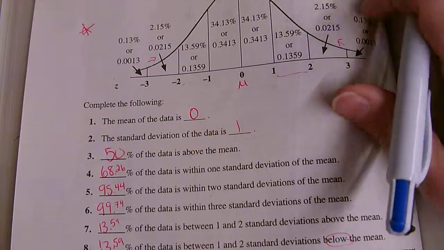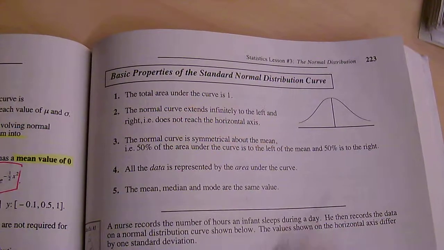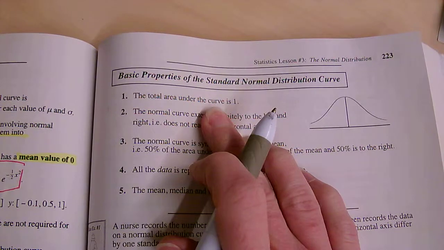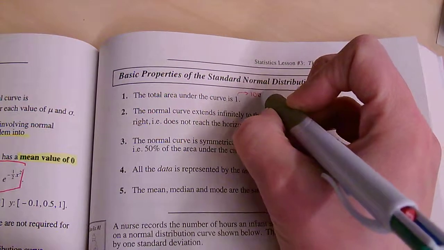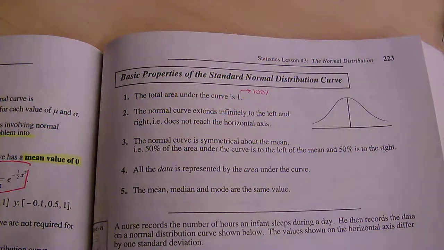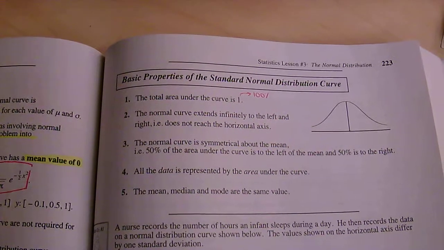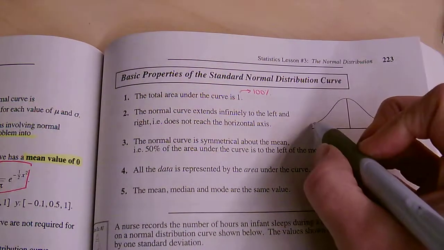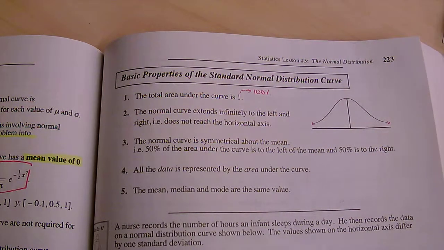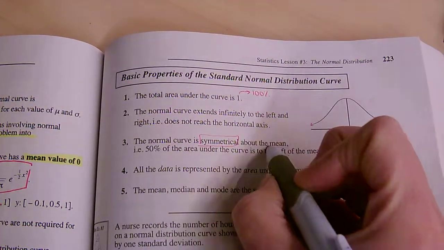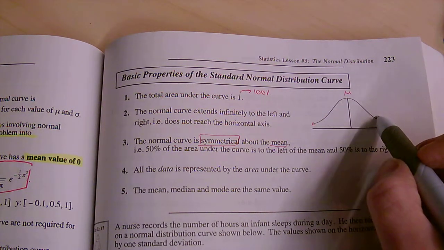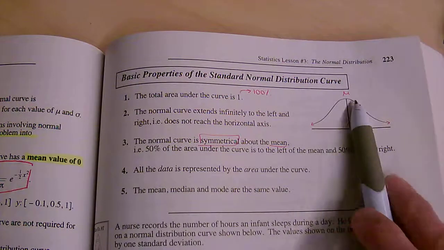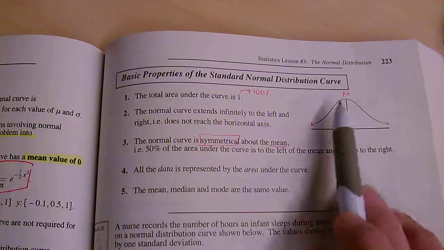Let's talk about the basic properties of the standard normal distribution curve. The total area under it is 1, and in terms of percent, this represents 100%. The normal curve extends infinitely to the left and to the right, so it just keeps getting smaller and smaller. The normal curve is symmetrical about the mean. The mean is that middle part, and it means this side will look exactly like this side. So 50% will be on this side, 50% on this side.